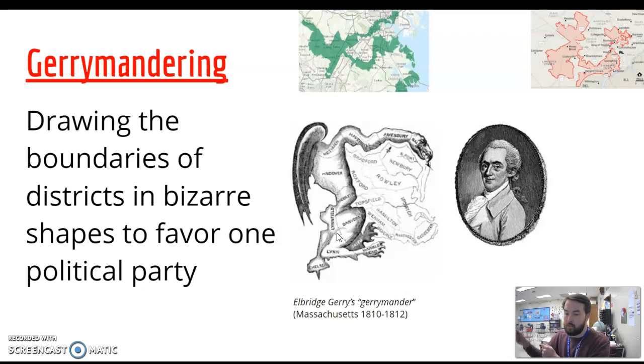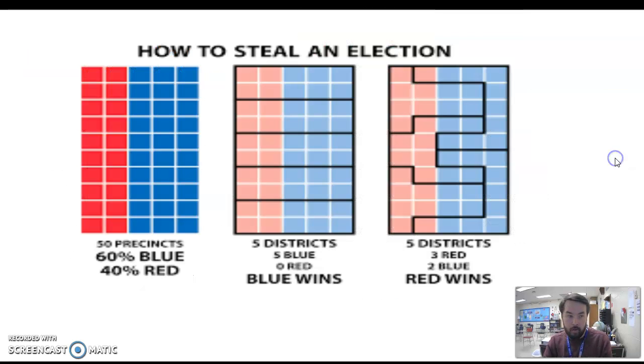Get it? But that's cornier than my jokes that I use in class. But that's why they call it gerrymandering.